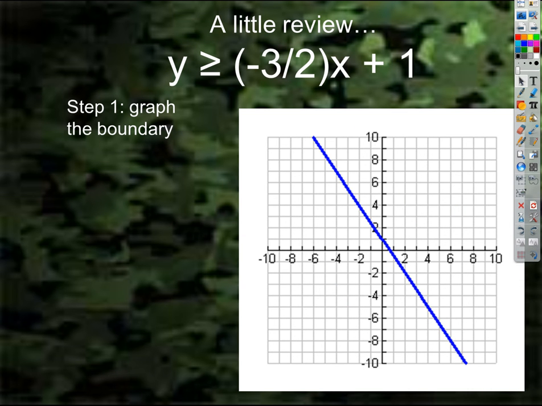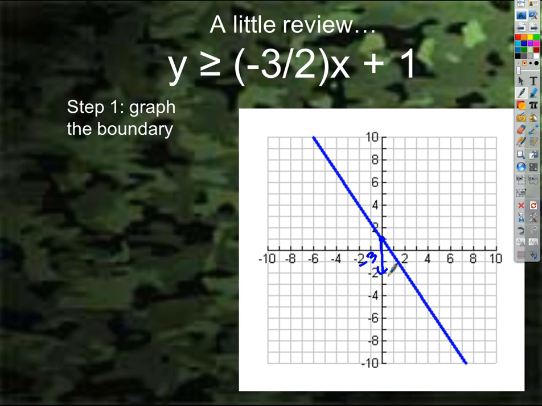We draw a point at the y-intercept, 0, 1. We make a slope triangle where we go down. Remember, the slope, we go rise over run. So vertical first, then horizontal. We go down 3. We go over 2. We get our second point. Connect and extend. And there's our boundary line, right?